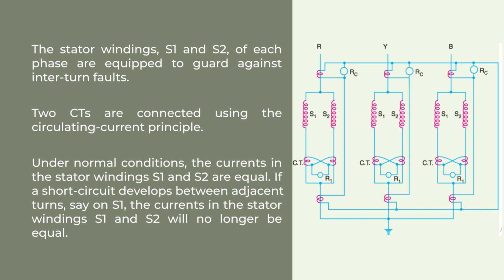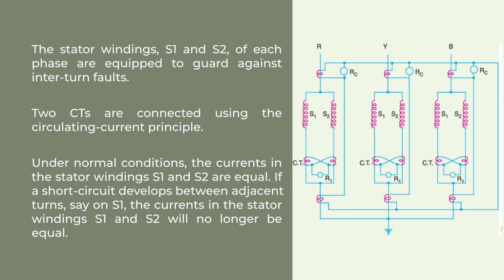resulting in identical current in the secondary of the two CTs. Consequently, the current around the secondary loop remains the same at all points and no current flows through the relay R1. However, if a short circuit occurs between adjacent turns, such as within S1, the current in the stator windings S1 and S2 becomes unequal.